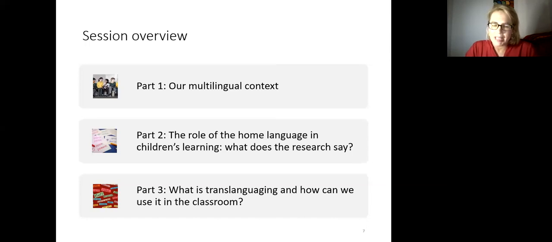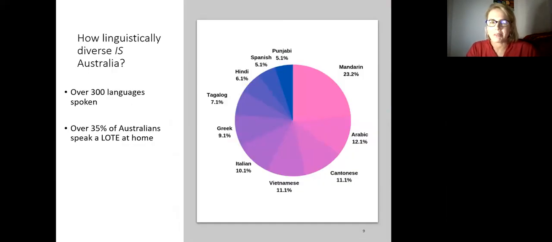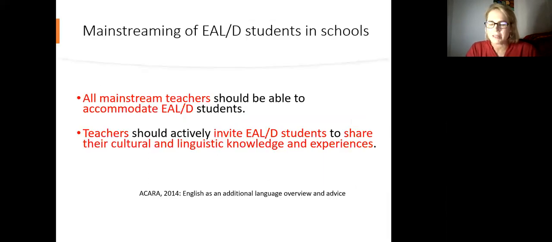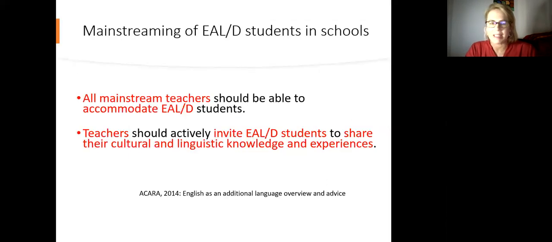So I'm hoping that this session will help you in that sense. Okay, so we know that we're in a very diverse country, that we have over 300 languages other than English spoken in Australia, and a lovely wide variety of languages, especially in New South Wales, where over 36% of students speak a language other than English.